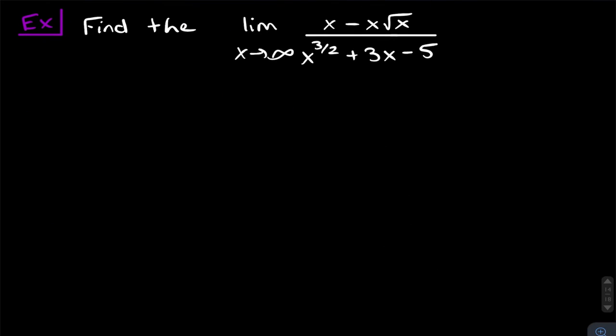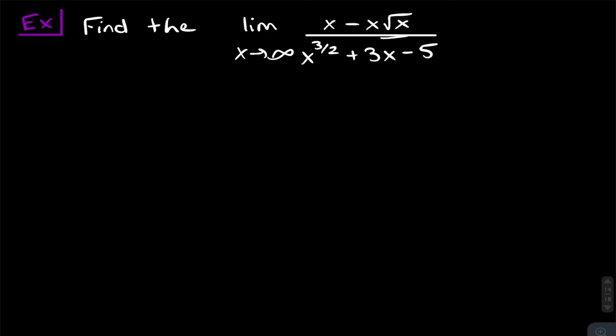Moving on, we're going to find the limit as x approaches infinity of x minus x times the square root of x, all over x to the 3/2 plus 3x minus 5. Now, this problem really is not much different than what we were doing already. It's pretty much the same problem as the last one. It's just a little bit of exponent practice. Do you know how to work fractional exponents? And do you know what to do with that x square root of x? That's actually what this question is really about. That's the kicker. For this numerator, you need to realize that x times the square root of x is the same thing as x to the first times x to the 1/2, and that's x to the 3/2.